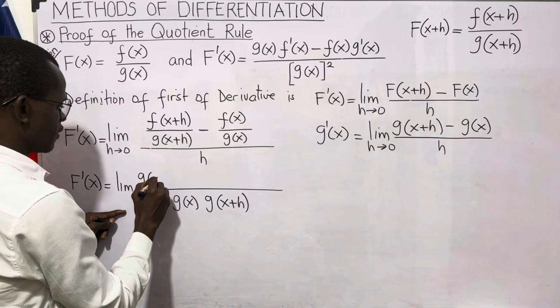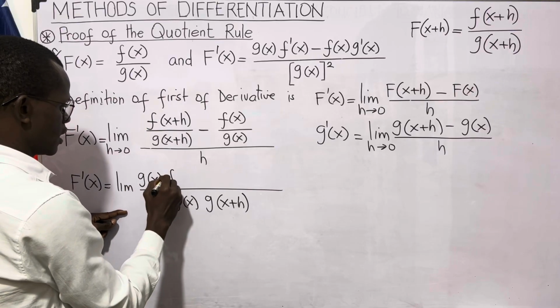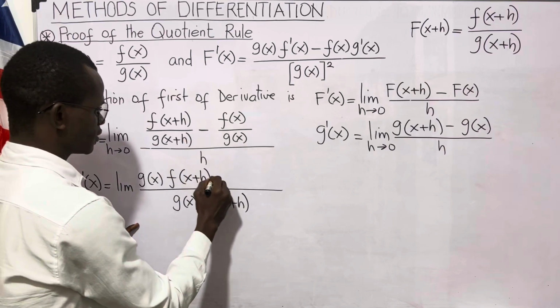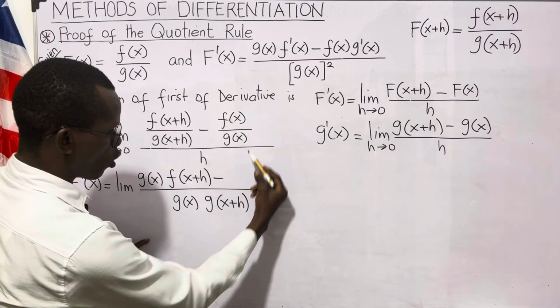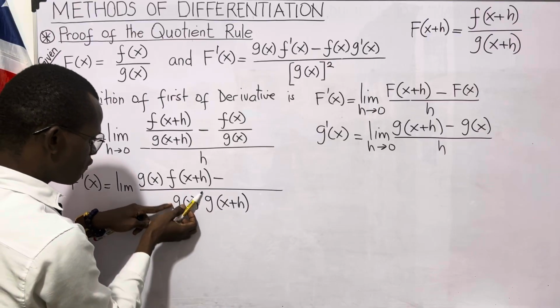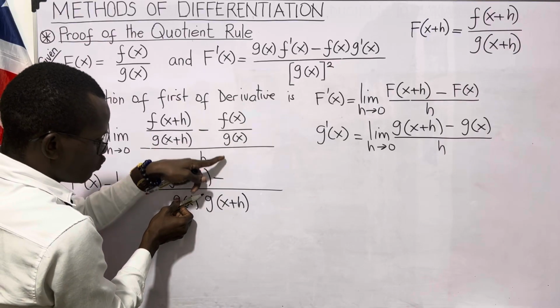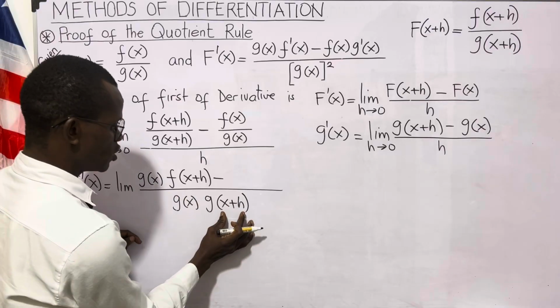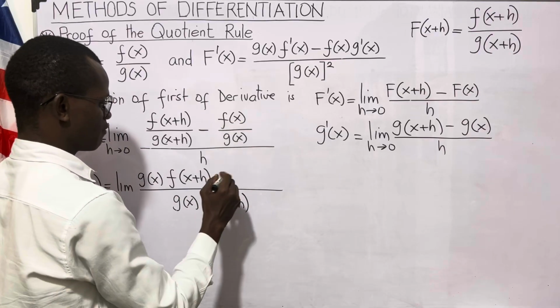So we say g of x times f of x plus h minus g of x goes in this denominator, which is our LCD now. g of x will cancel g of x. We will be left with g of x plus h. So it's g of x plus h times this f of x.